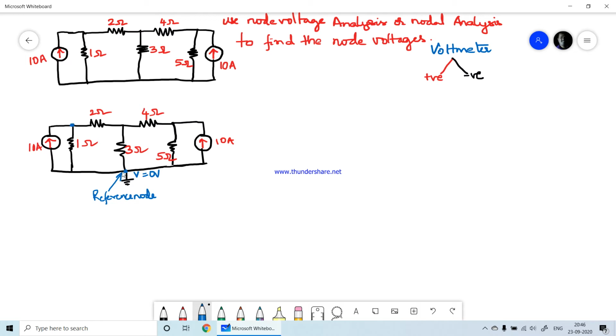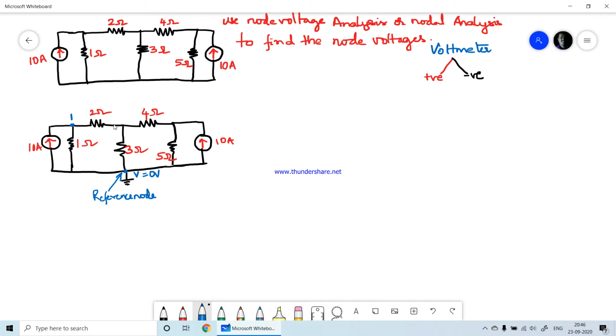So we will see that due to this current source in parallel with the resistance, we will be able to see a potential difference, a voltage drop, at this particular position. Excitation is happening because of the current source in parallel with the resistance. So we will see a voltage here which can be measured, which is different from the reference node.